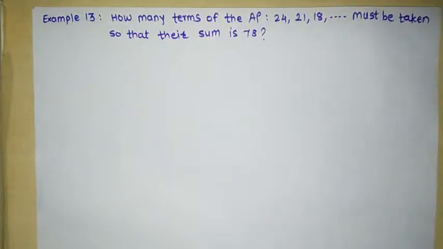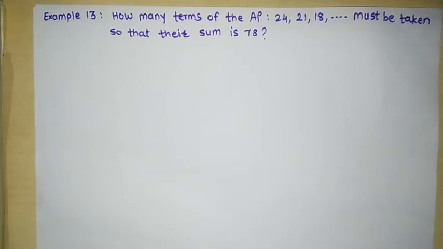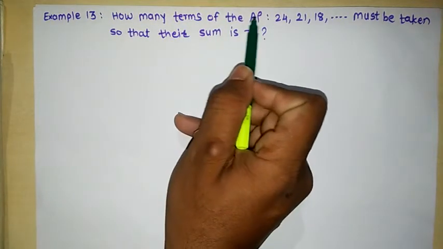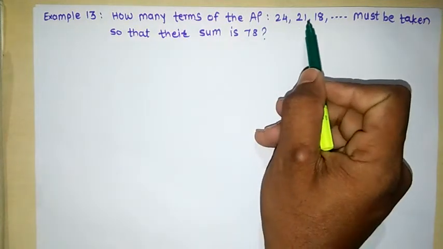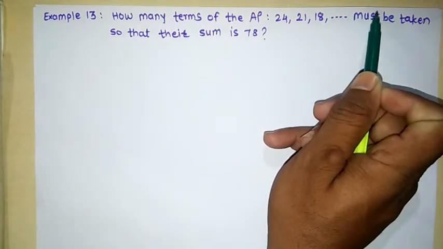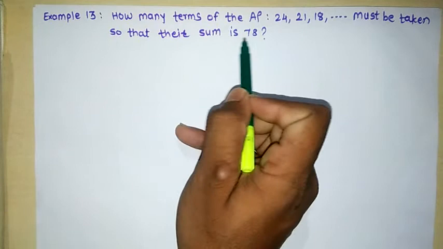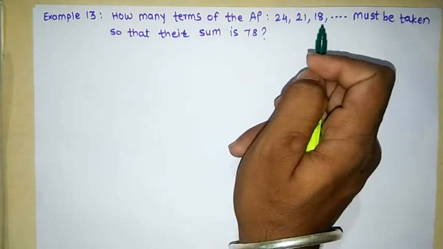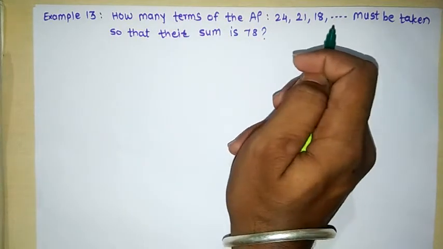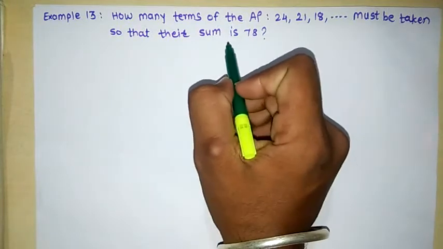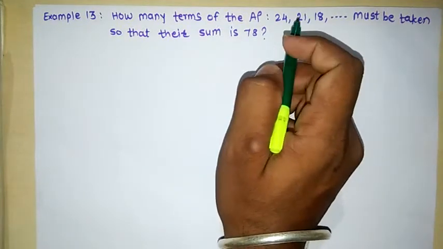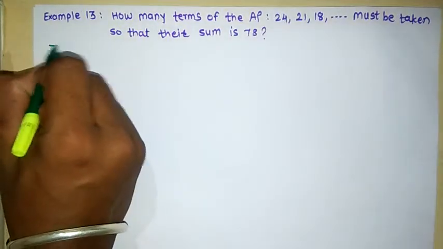Now we will see example number 13. See there, what is example number 13? In example number 13, they have asked how many terms of the AP 24, 21, 18 and so on must be taken so that their sum is 78. This AP is given; how many terms should be taken so that their sum becomes 78? Let us calculate the solution.